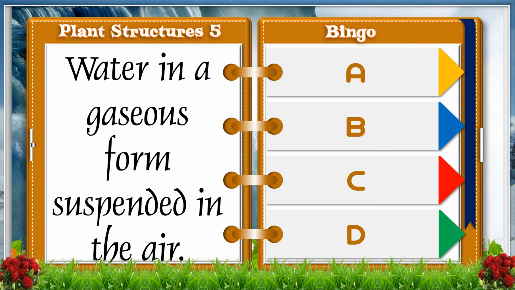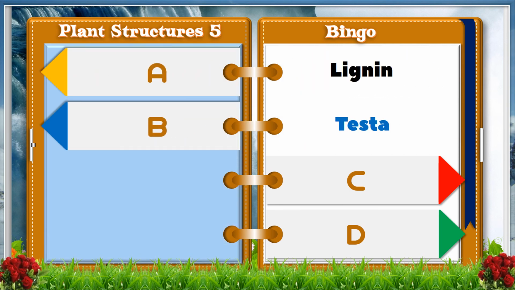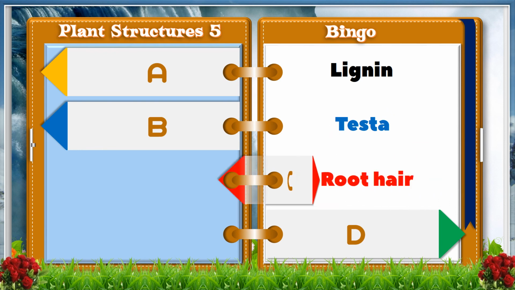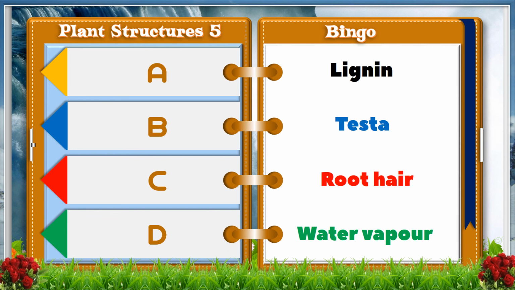Water in gaseous form suspended in the air. A. Lignin. B. Testa. C. Root hair. D. Water vapor. And the answer is D. Water vapor.